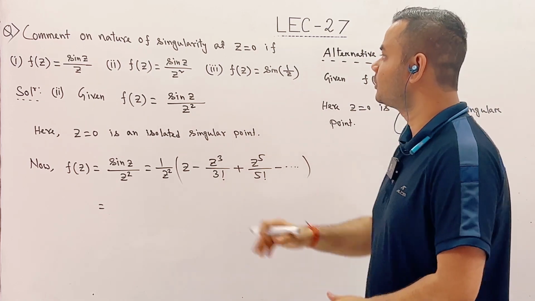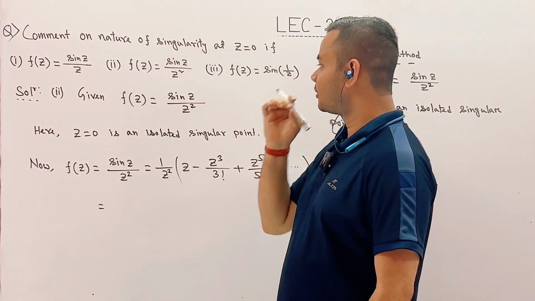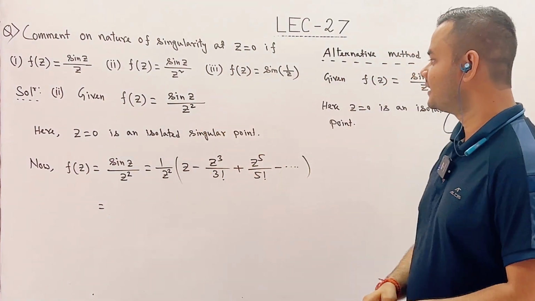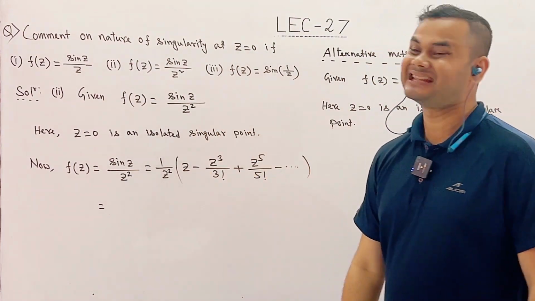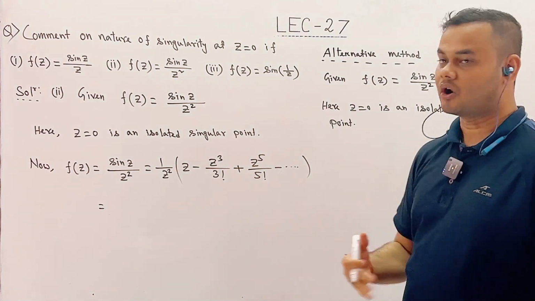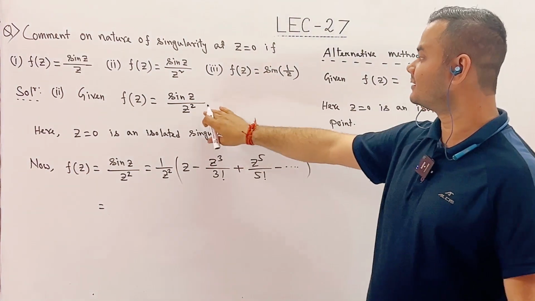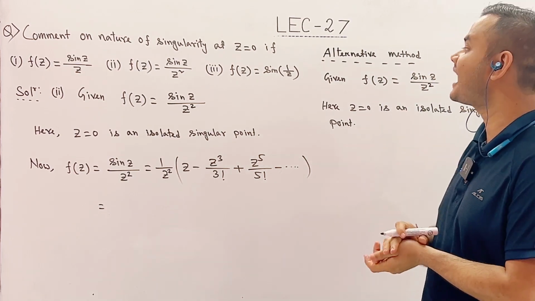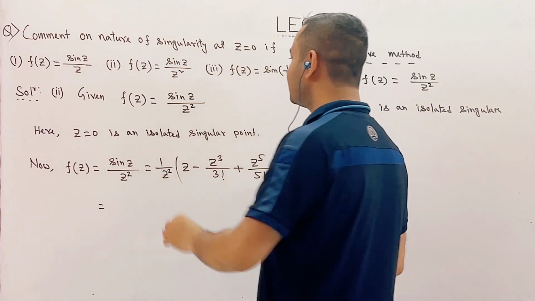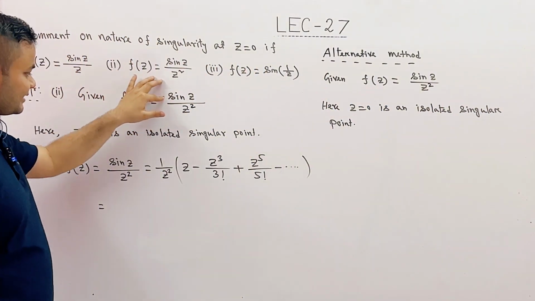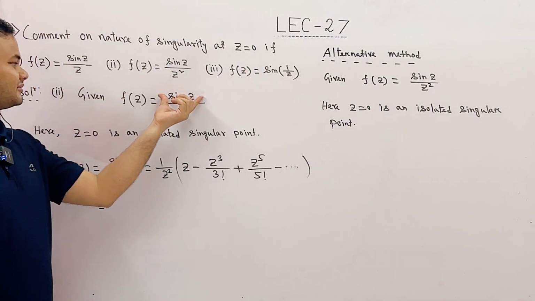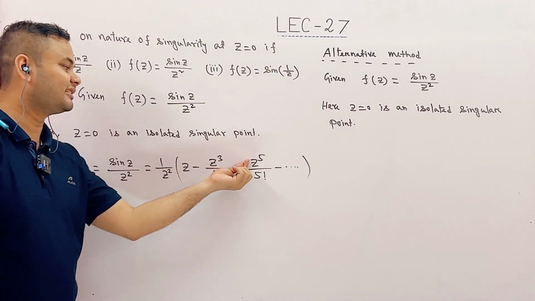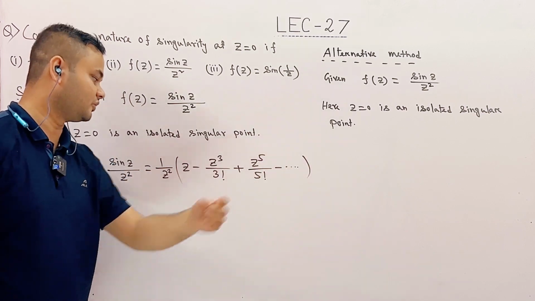Next, let us solve problem number 2. According to problem number 2, f of z is equal to sin z divided by z square. Here we have seen that z equal to 0 is an isolated singular point. Now our target is to check whether it is a removable isolated singular point, pole, or essential isolated singular point. For that we have to expand the term sin z. After expanding, we will get z minus z cube divided by 3 factorial plus z to the power 5 by 5 factorial minus dot dot dot.